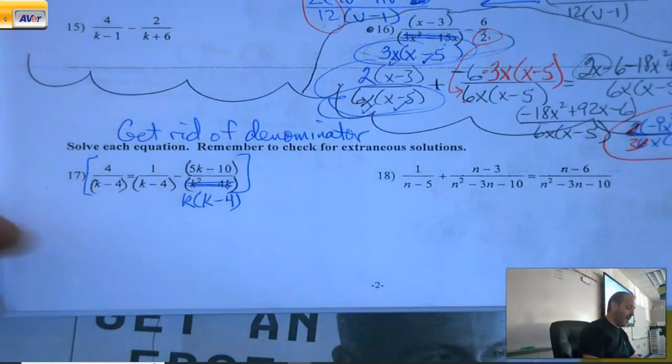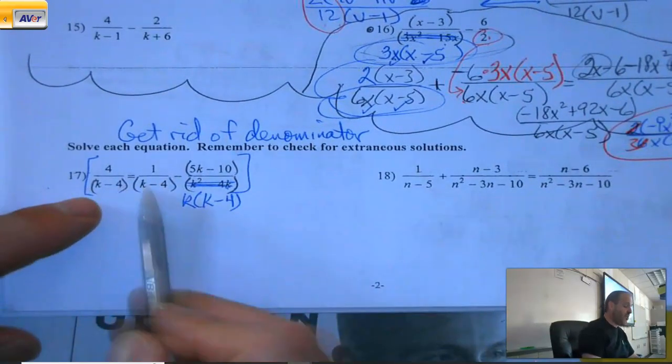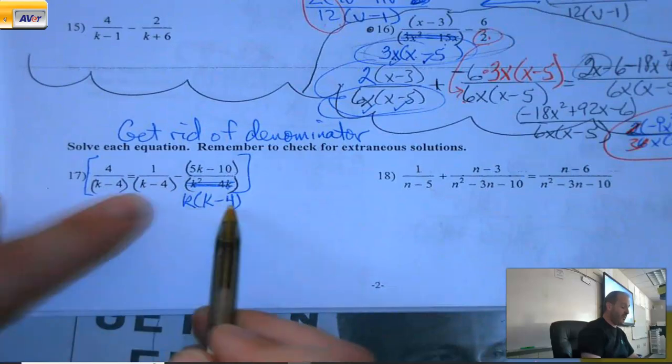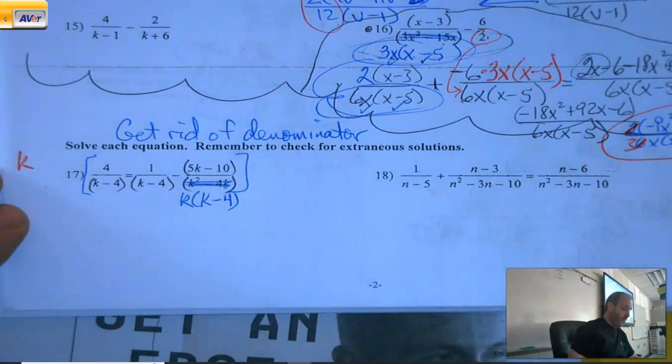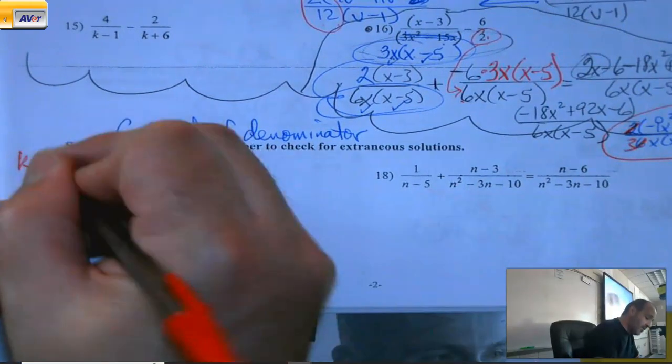So, okay. Again, looking at my denominators. No coefficients that aren't stuck in parentheses. I do have a single variable. And these are all k minus 4s. I only need one of them.